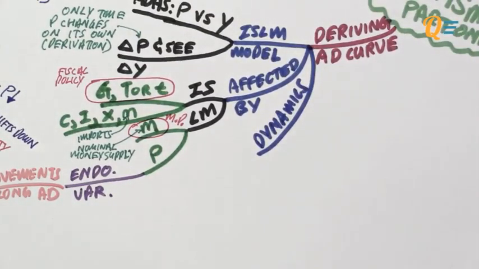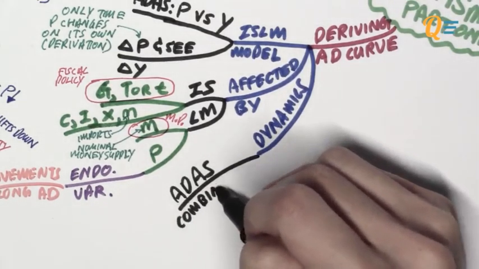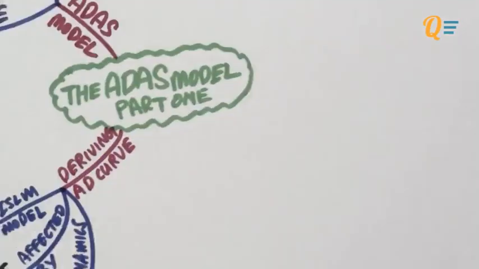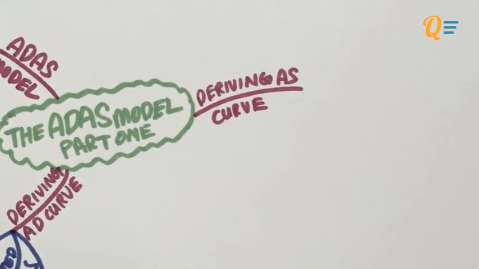Now, talking about the dynamics of the AD curve, we will only be going through the dynamics when we talk about the AD-AS model combined. Okay, now that we know how to derive the AD curve, we're going to talk about deriving the AS curve.